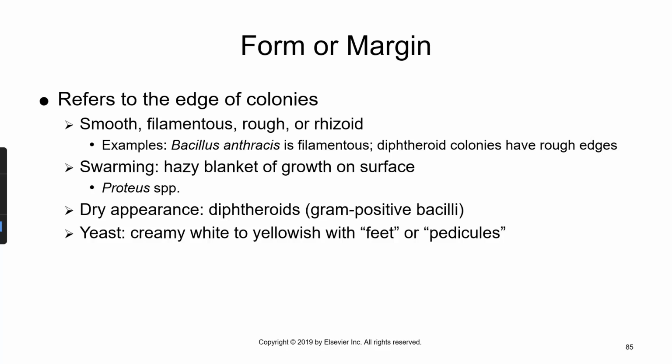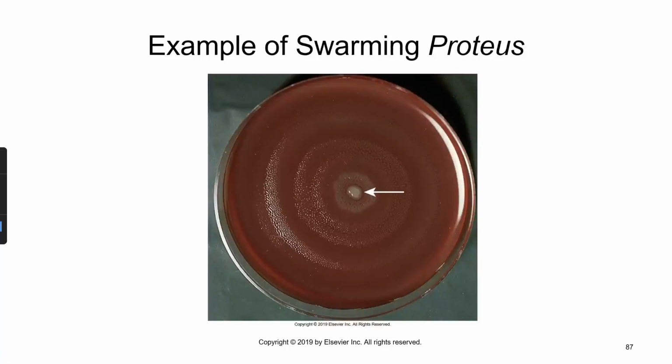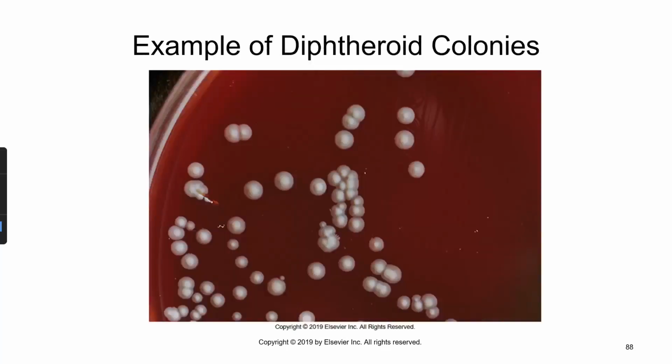Dry appearance: diphtheroids, so gram-positive bacilli. Yeast is creamy white to yellowish with little feet or pedicles. So here you can see some common shapes of the form or margin. And here is Proteus. Proteus was initially plated in the middle, and then it swims in these waves over the entire plate. So this entire surface is swarmed with Proteus. This was a red plate, and because Proteus is growing on it, it's swarmed over the whole plate. It's now brown in color. Here you can see an example of diphtheroid colonies.